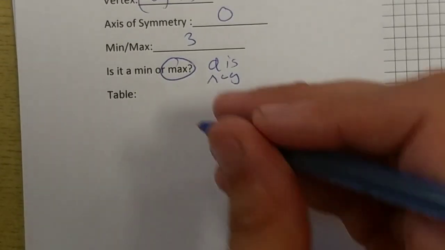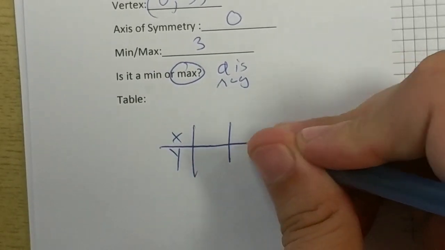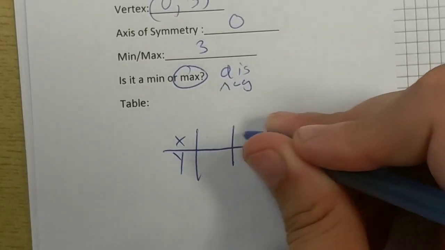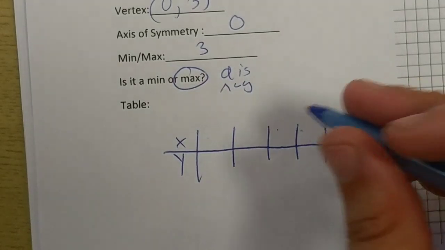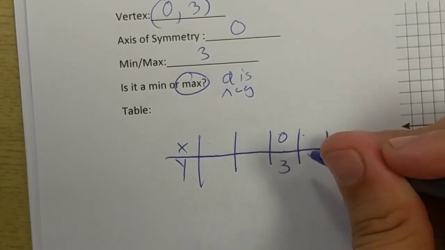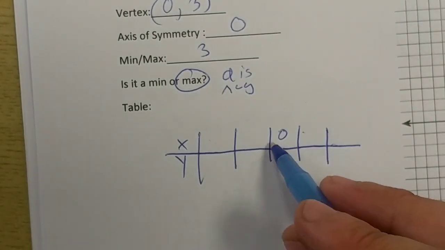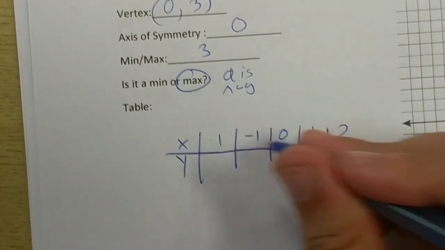So, let's make the table. X, Y. You need 5 spots. 1, 2, 3, 4, 5. Your middle spot is going to be your vertex, which is 0, 3. The x's I will fill out by going 2 bigger, which is 1 and 2, and 2 smaller, negative 1, negative 2.